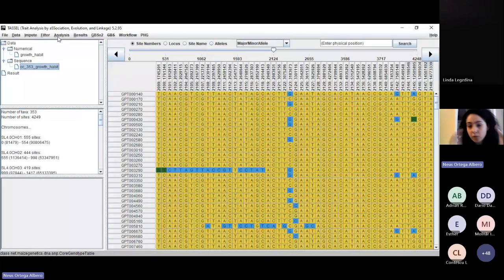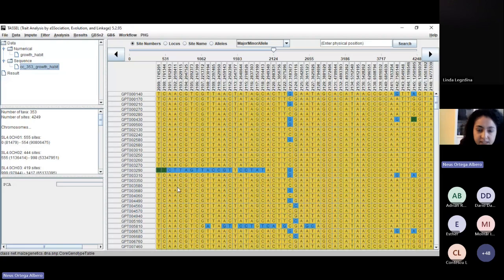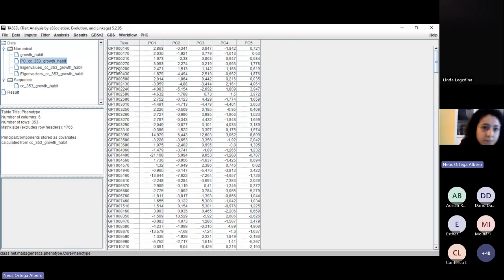Let's say the population is our collection, our study population. We are going to see how these individuals are related because of what we said previously. If this population has some relationships within the individuals, we can have some bias or some fake associations between trait and gene. So we're going to do a PCA, which is an easy way to see if they are correlated.